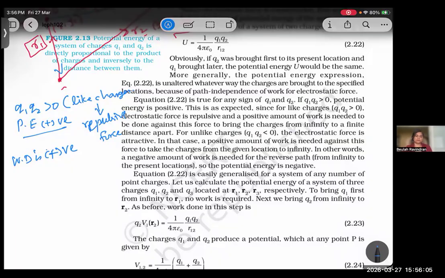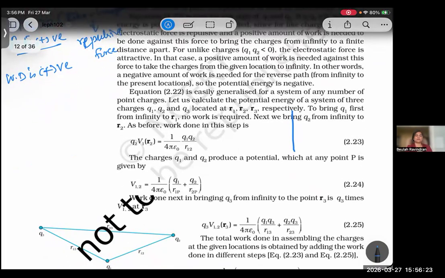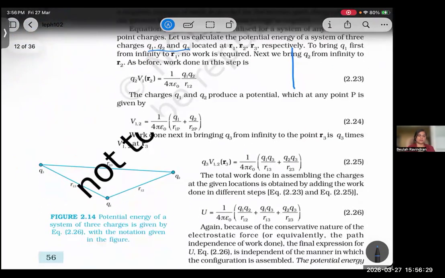So the potential energy is negative. Is it clear for you? Then, from this equation 2.22, it is easily generalized for a system of any number of point charges. Suppose you are taking Q1, Q2, Q3, like this.